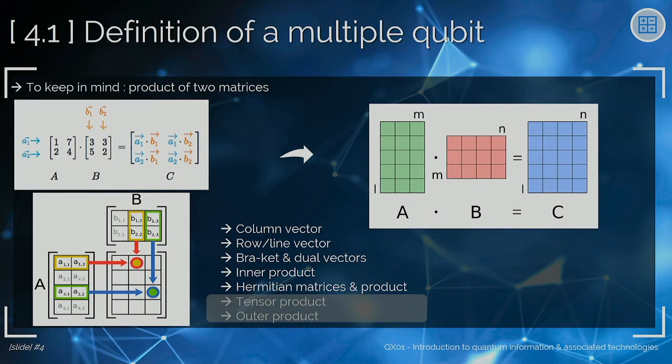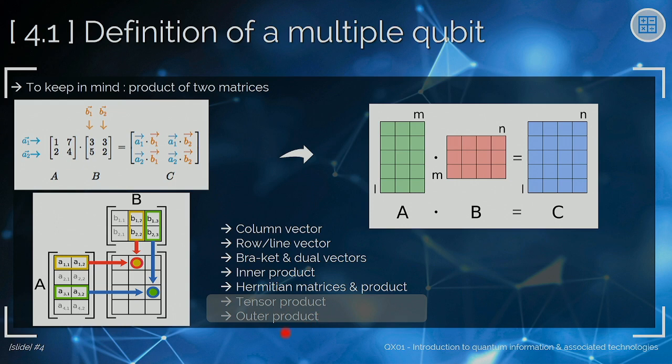Right. So we said that we've covered so far the notion of column vector, row vector, and the bracket notation with the bra and the ket vectors and the dual space, dual vectors. We talked about the inner product. We defined it, which can be seen as a scalar product. We covered Hermitian matrices and the product of matrices, although we'll come back to that in the next lecture.